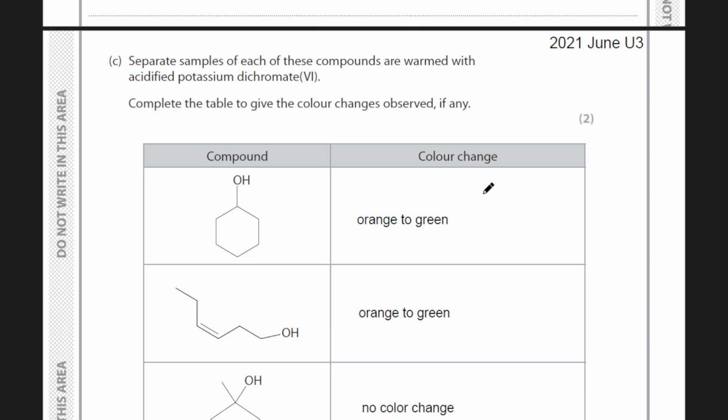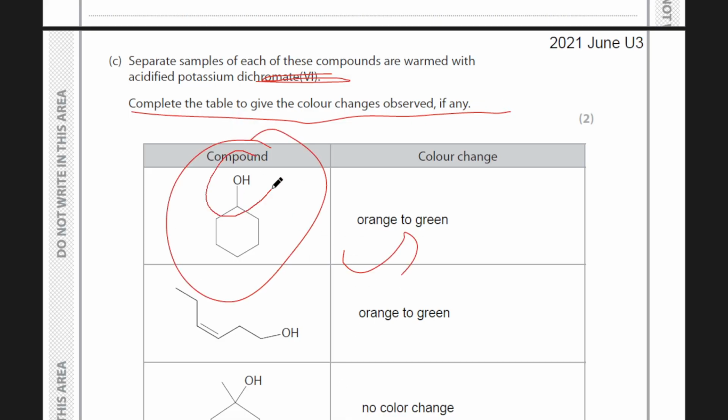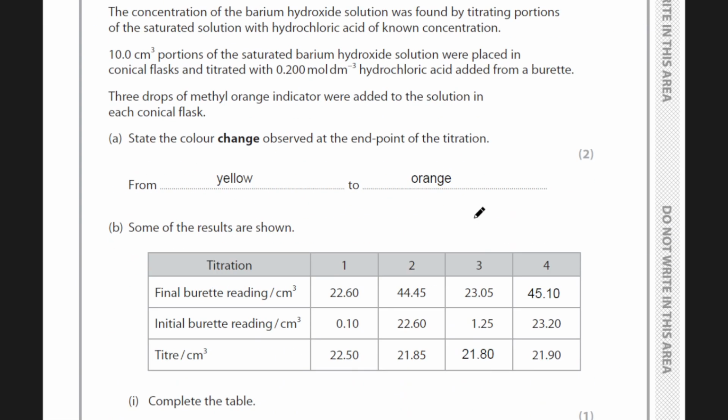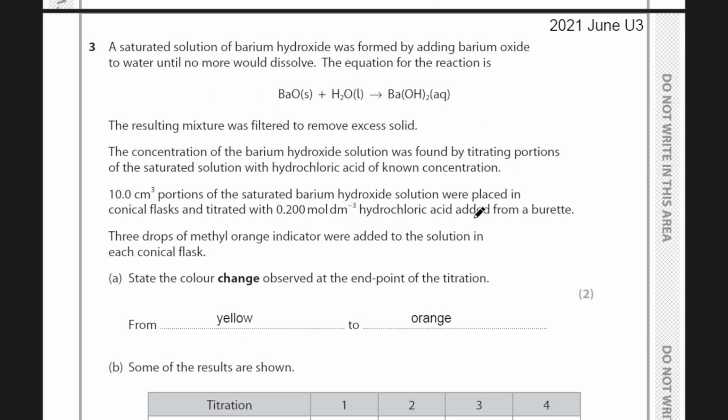Moving on, separate samples of each of these compounds were warmed with acidified dichromate(VI). Complete the table to provide the color changes, if any. For this, we will see orange to green due to the alcohol group. We'll also see orange to green because it's a primary alcohol, but we won't see any color change for this case, because we can clearly see this is the carbon which is connected to the OH. It is tertiary, so tertiary alcohols don't get oxidized.